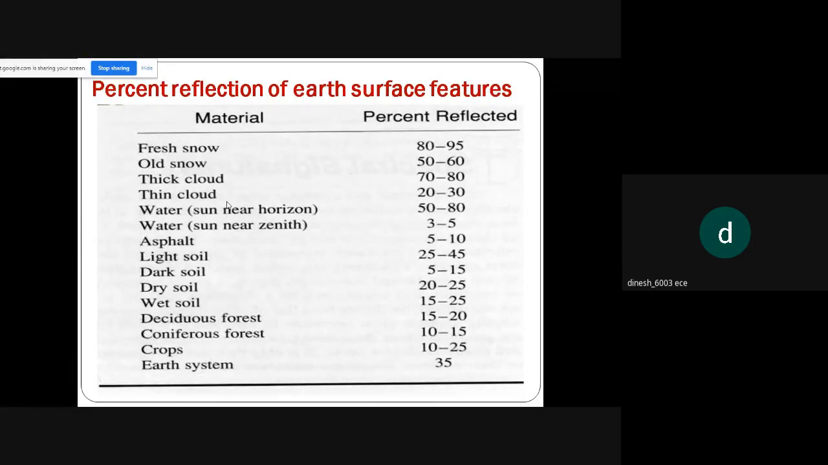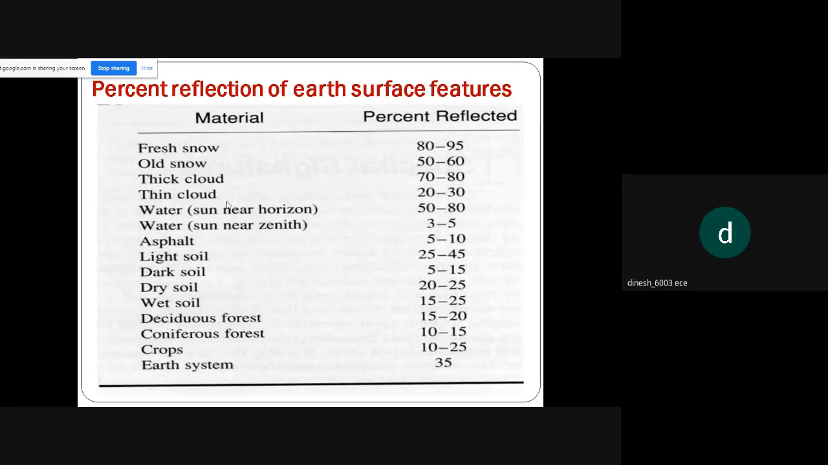If there is a material of asphalt, 5 to 10% of reflection will occur. If the soil of the earth is lighter, 25 to 45% will be reflected back. If it is dark soil, 5 to 15% are reflected back. If it is dry soil, 20 to 25% will be reflected back. If it is wet soil, 15 to 25% will be reflected back.